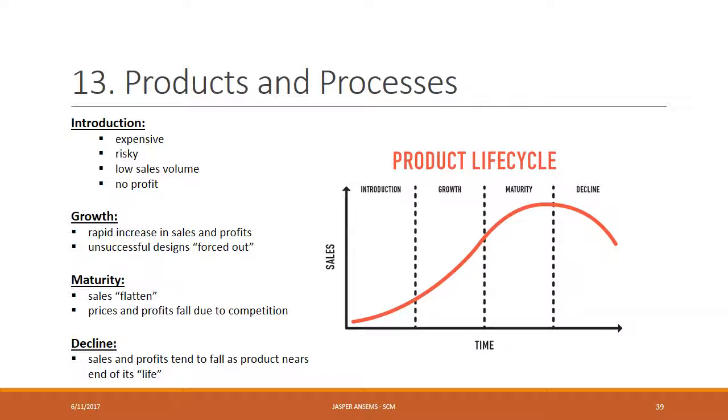Chapter 13 is the products and process. So a product has a product life cycle as shown on the right, which starts with the introduction, then it continues with a growth, then you reach the maturity phase, and at the end you have the decline phase.